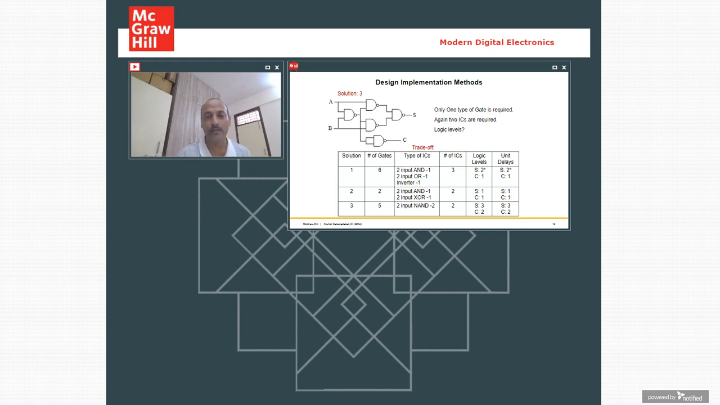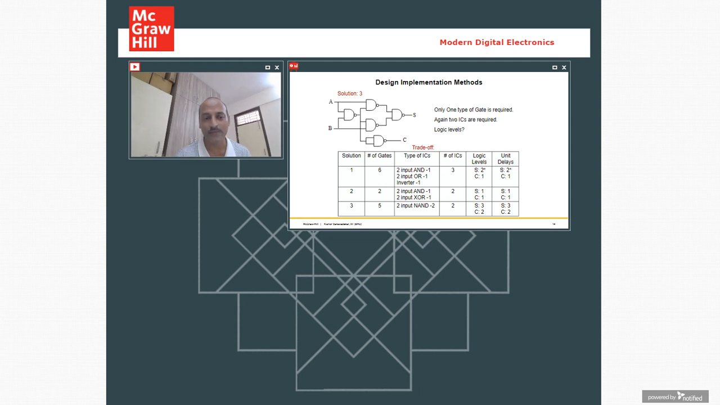Okay. So what is the gain in this? In this case, only one type of circuit IC is required. We don't need AND gate, XOR gate, inverter IC. Only NAND gate IC is required. And since in one NAND gate IC there are four NAND gates, we need two NAND gate ICs.